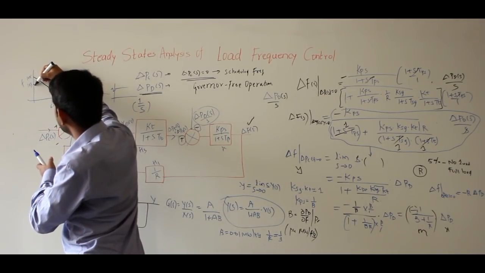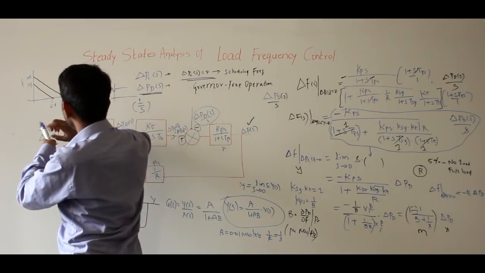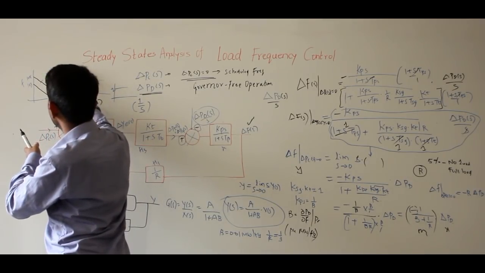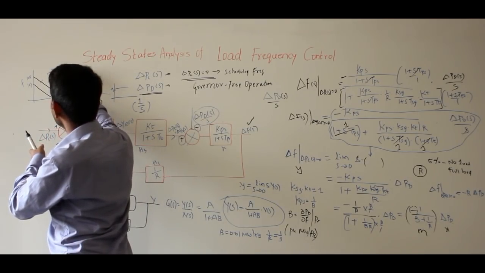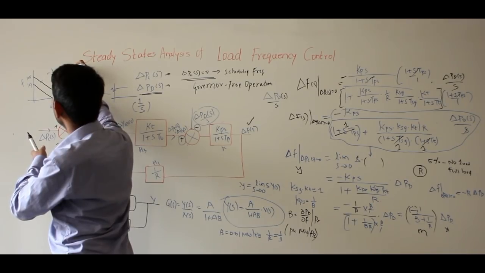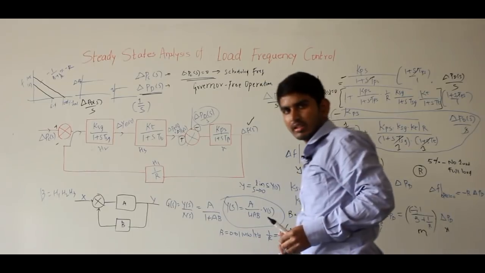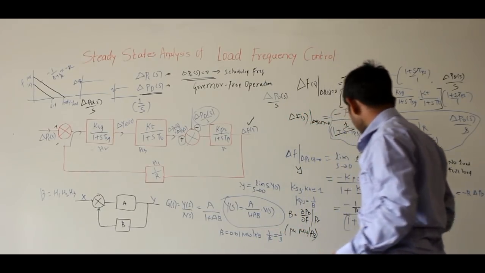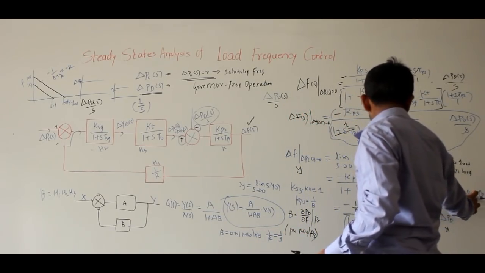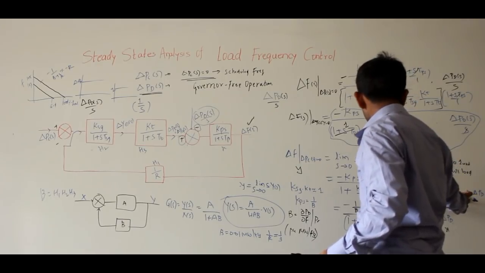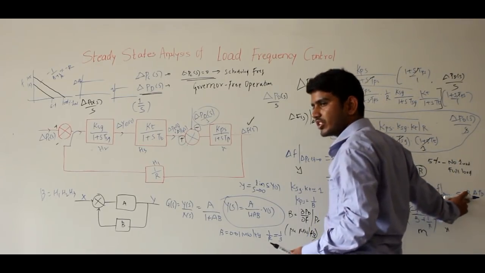So the droop is negative, and the slope will be minus 1 upon B plus 1 by R, which will be approximately equal to minus R. So you can have a proportional linear incremental relationship between delta F and delta PD, because as you change the value of R, there will be a small change in the frequency.